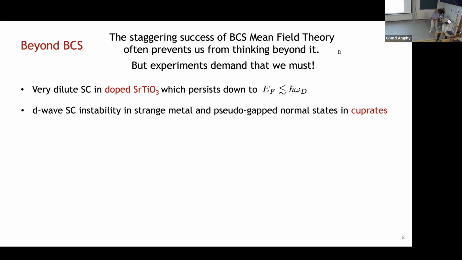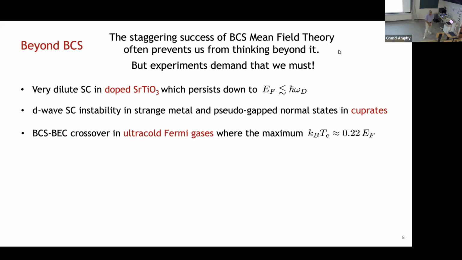If you look at the d-wave pairing instability in the cuprates, then this arises in states where Fermi liquid theory is not a good descriptor. Near optimality, you have a strange metal with linear resistivity, ill-defined quasiparticles, all kinds of transport and spectroscopy signatures. On the underdoped side, you actually even have a pseudogap in the normal state. This cannot be described within the simple framework of BCS theory.